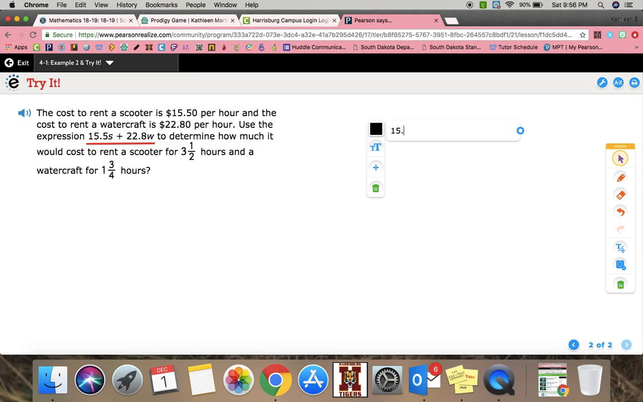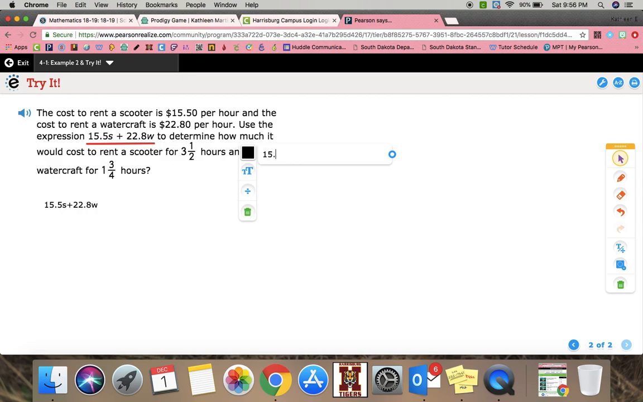So we have 15.5 S plus 22.8 W. Okay, so this is our equation here. That's the first step, right? Just like from the last problem, the first step is writing it out. The second step is then substituting in numbers for the letter that goes with it.